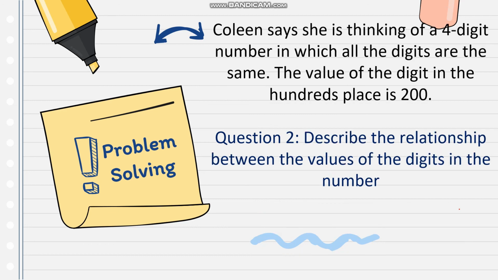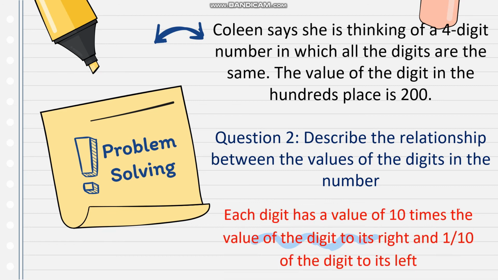Question number 2. Describe the relationship between the values of the digits in the number 2,222. So each digit has a value of 10 times the value of the digit to its right and 1/10 of the digit to its left.